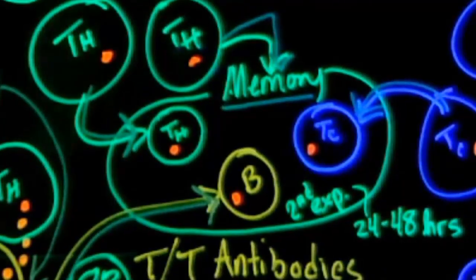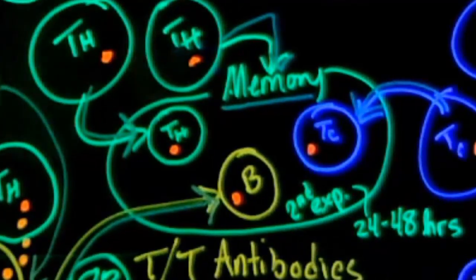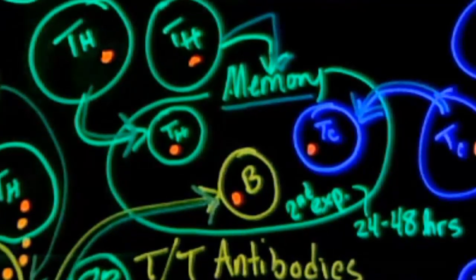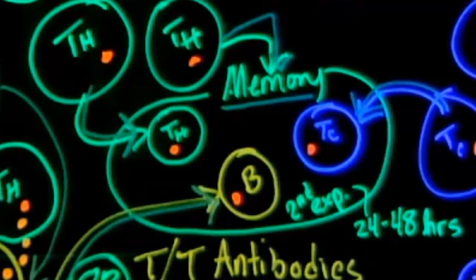So, if the body is infected with the evil red ball antigen or whatever disease, whatever microbe we're talking about, if we get a second exposure or a third exposure or a fourth exposure, these memory cells are able to respond much more rapidly. So you see the little note here that says second exposure, you can get a response in 24 to 48 hours.